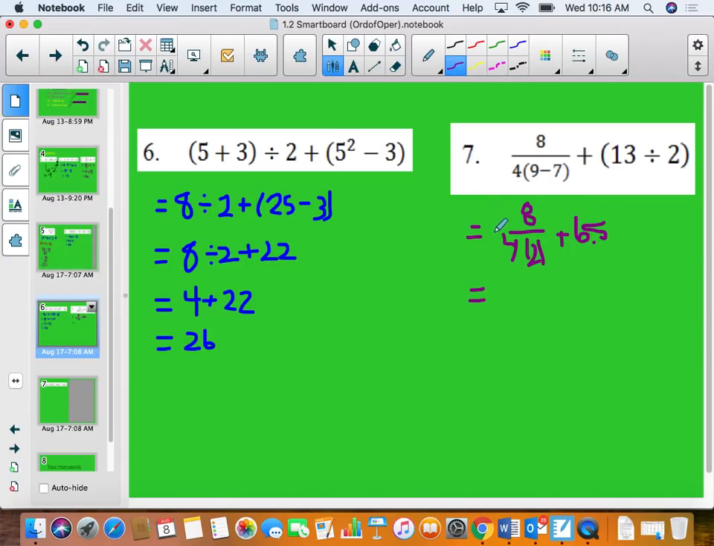So this whole part here, 8 over 4 times 2, is division. But in order for me to divide, I have to know what I am dividing by here. So my first step is going to be 4 times 2, which does in fact give us 8. So we'll have 8 over 8, and then plus, and we'll still have our 6.5 over here.